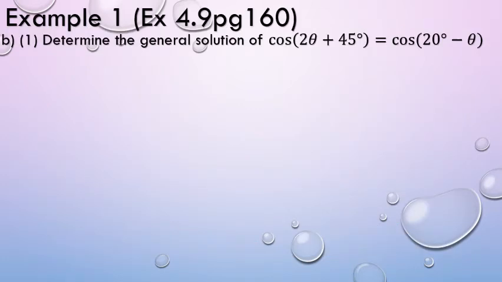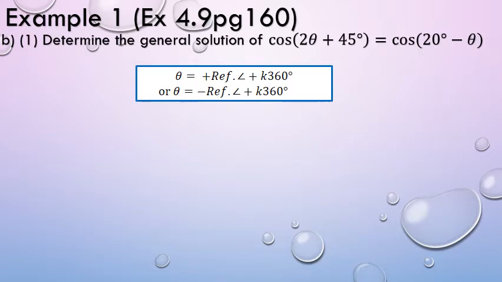So let's jump straight into an example. I've tried to choose a tricky one so that you can see how difficult this could get. It really isn't that complicated. And here we are required to determine the general solution of cos A equals cos B. Why am I saying A and B? Because those angles given in brackets are not identical to each other.